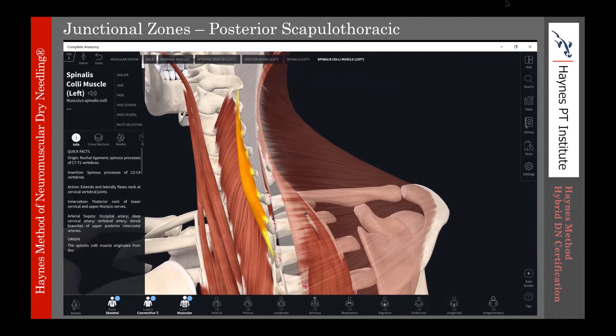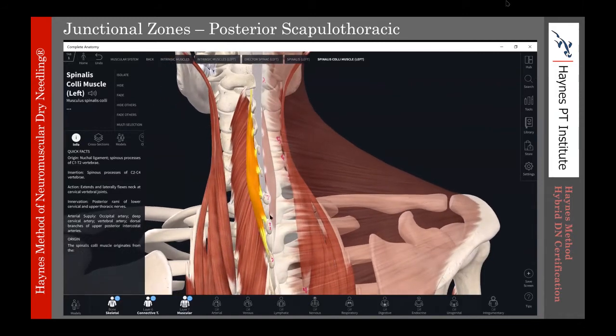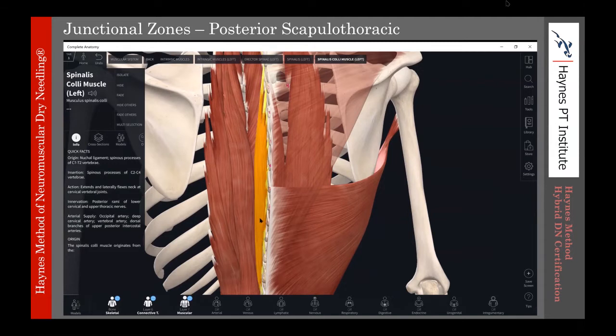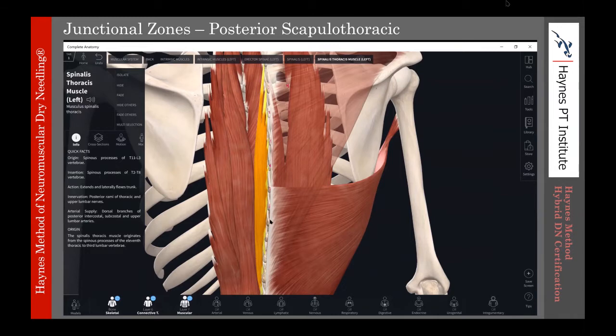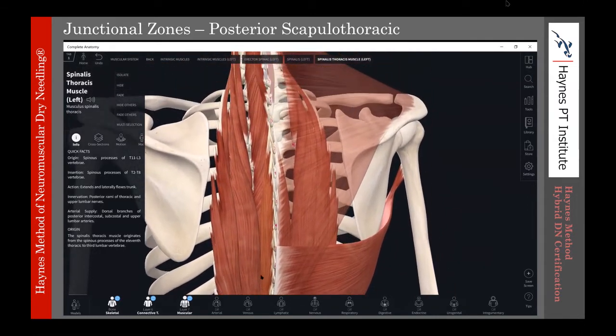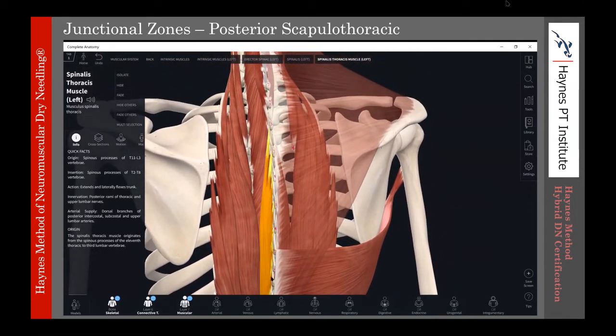And again, action in all of the erector spinae group, their action is going to be extending and either laterally flexing or rotating, in this case the neck, at the cervical vertebral joints. We move further distally into the thoracic spine, and then we'll see the spinalis thoracis. So here, the origin, the spinous processes of T11 down to L3. It inserts in the spinous processes of T2 down to T8. And again, extends, laterally flexes the trunk.